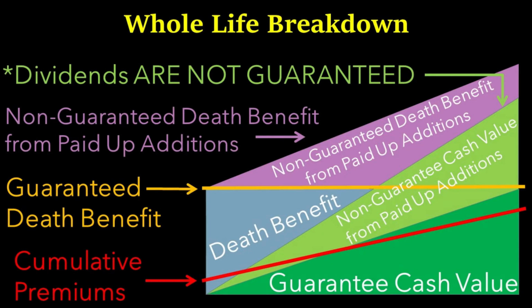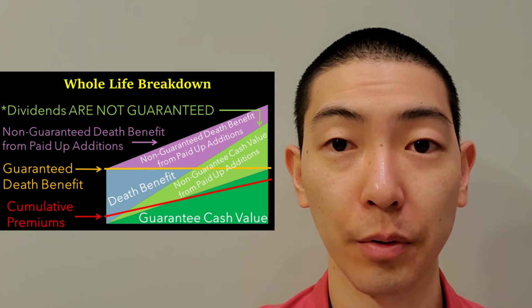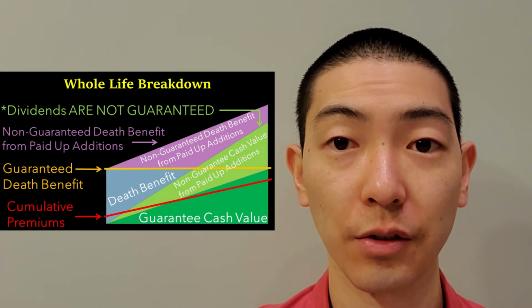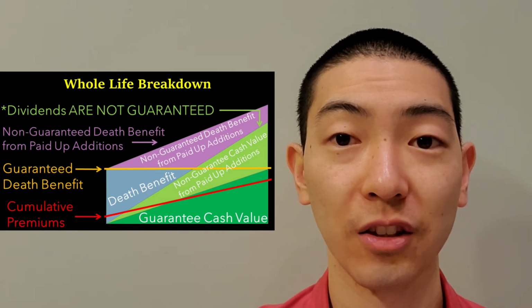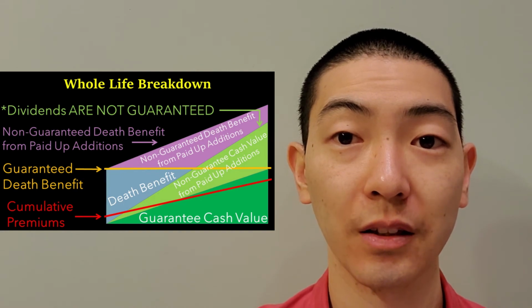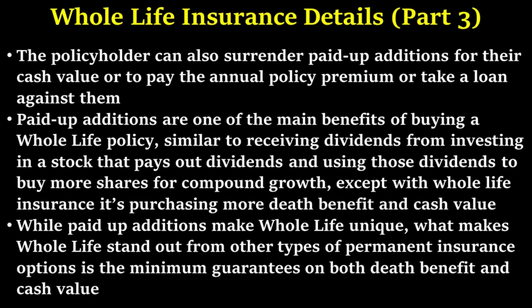Paid up additions are additional whole life insurance coverage that is purchased with policy dividends instead of premiums paid into the policy. Paid up additions add value to both the death benefit and cash value to compound over time as long as they remain untouched within the policy to grow. Paid up additions are one of the main benefits of buying a whole life policy.